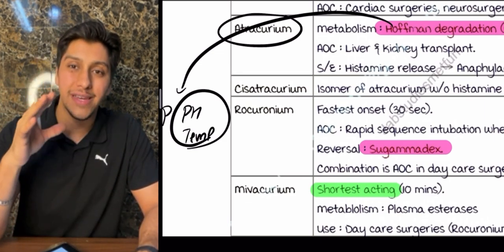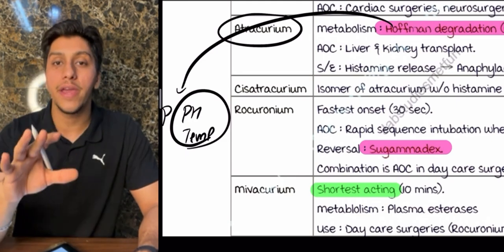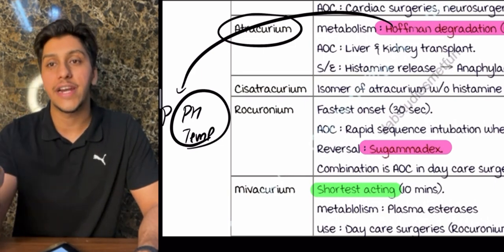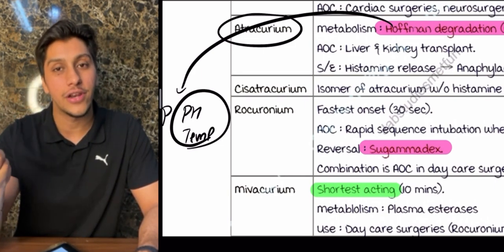Our body temperature is 37 degrees. It gets activated and automatically gets metabolized, so it does not require organ-dependent clearance. So what is the benefit over here? You can use cis-atracurium and atracurium in cases of kidney failure or liver failure.